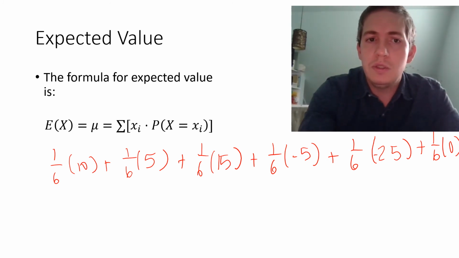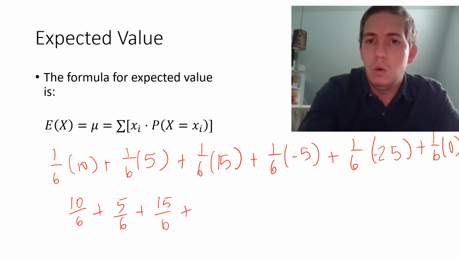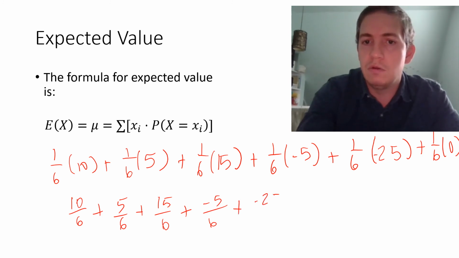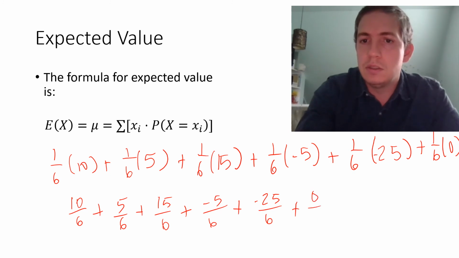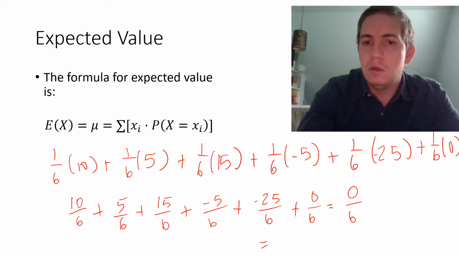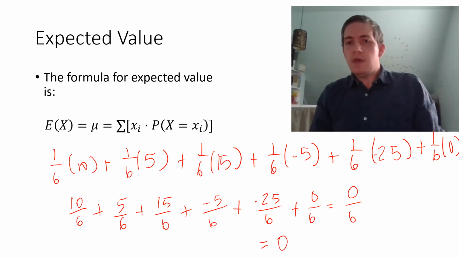So if I take 1/6 times 10, I get 10 out of 6. 1/6 times 5, I get 5 out of 6. 1/6 times 15, I get 15 out of 6. 1/6 times negative 5, I get negative 5 out of 6. 1/6 times negative 25, I get negative 25 out of 6. And 1/6 times 0, I get 0 out of 6. Add this all up. 10 plus 5 is 15, plus 15 is 30, minus 5 is 25, minus 25 is 0, so I get 0 out of 6, which gives me 0. The expected value is 0.